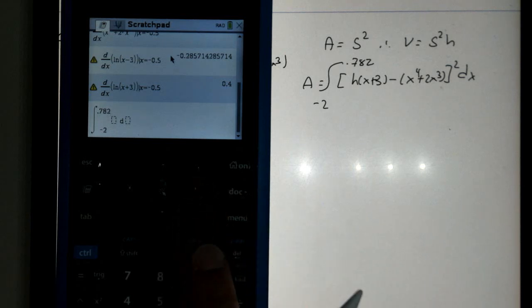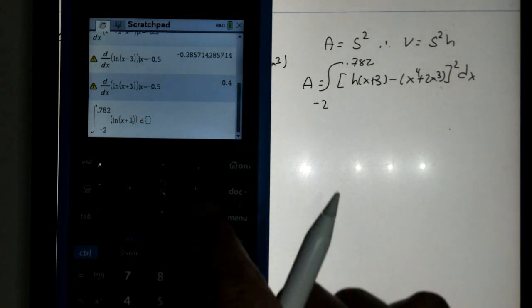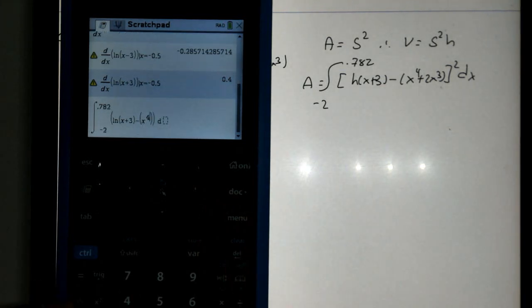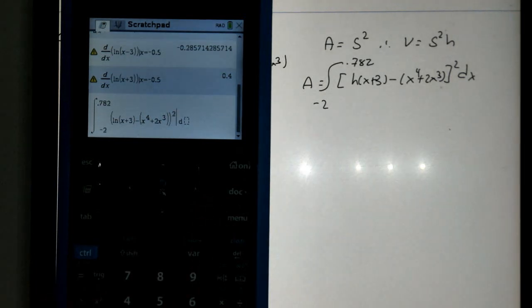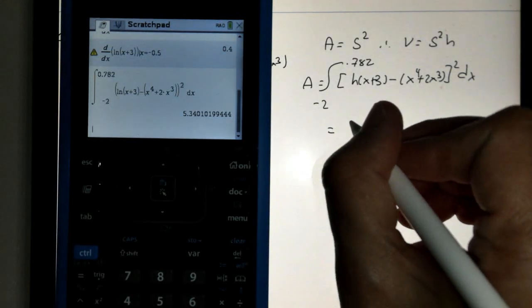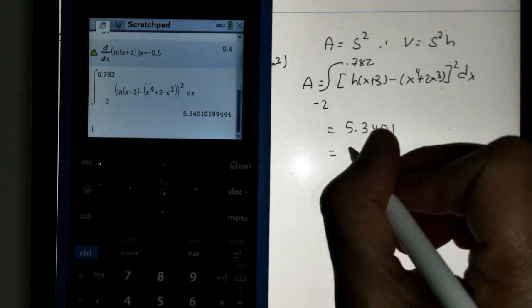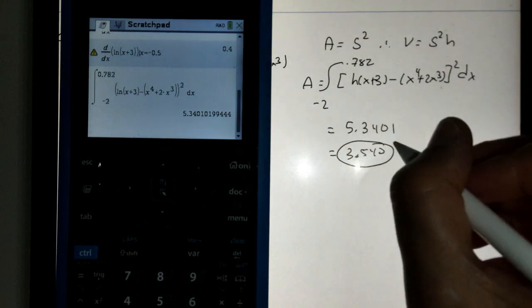If I type this in here, parentheses are very important now. Natural log of x plus 3, minus, in parentheses again, x to the 4th plus 2x to the 3rd. Now be careful, we have to square all of that this time, dx. Press enter, and we get 5.3401. We'll go to 3 decimal places, so 5.340. And there's your answer. Don't circle your answers, never box them in.